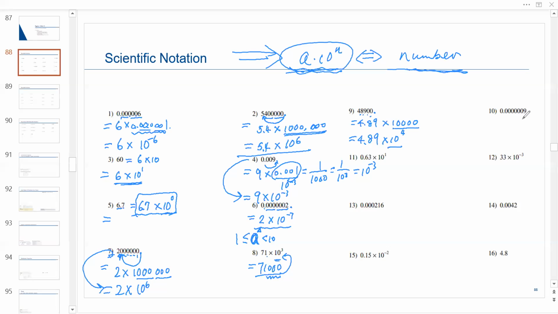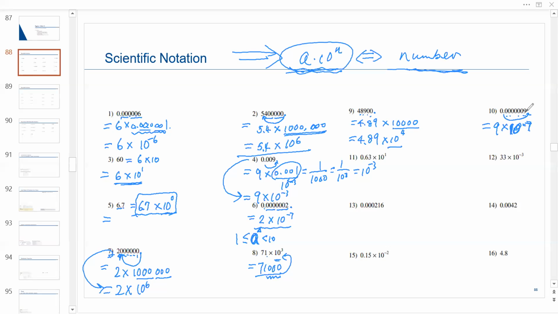Number 10. So actually we need to change it to 9 times something, right? So it became 9 times something. What was something? It should be move the decimal, let's see, 1, 2, 3, 4, 5, 6, 7. So negative 7. Actually 10 power negative 7. Because you move the decimal 7 positions.